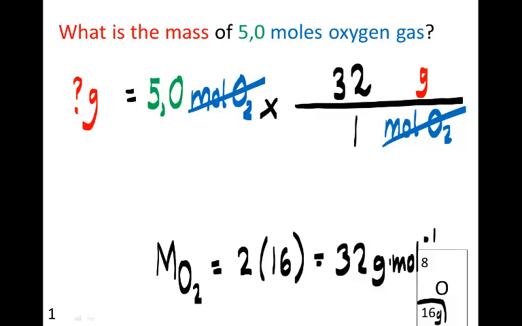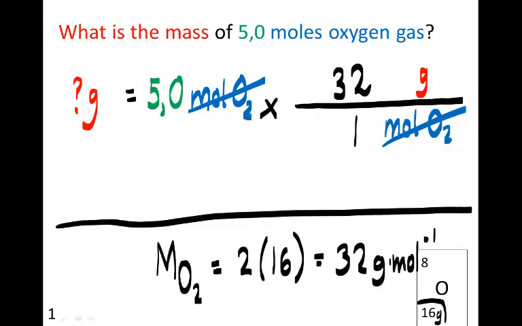So here we have equivalent values, top and bottom. They both refer to a mole of oxygen. The top is the mass of that mole of oxygen, and the bottom is just plainly referring to the mole of the oxygen. Oxygen gas, that is, O2, not oxygen atoms O, because we are asked about oxygen gas. 5 times 32 is equal to 160 grams.